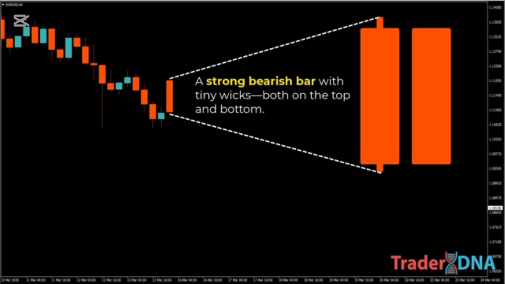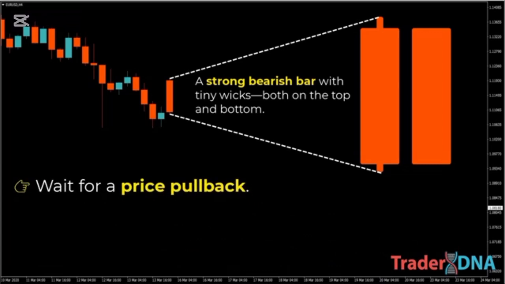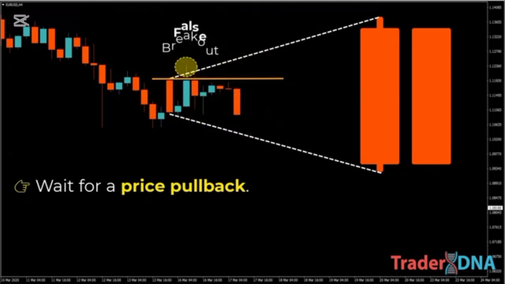So, what's our next move? Simple. We follow the same structured approach as before. Wait for a price pullback. The pullback must not break above the high of the strong bearish bar. Now, check this out. After the strong bearish bar forms, price attempts to rise but fails to break above its high. This confirms that sellers are still in control. This is our valid sell signal.